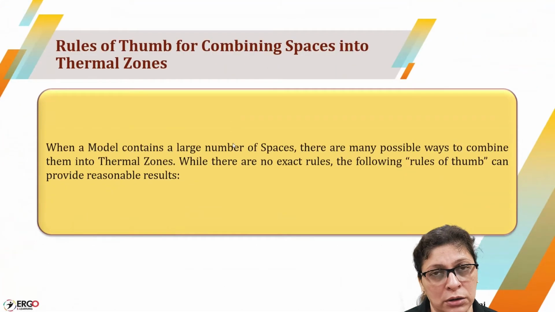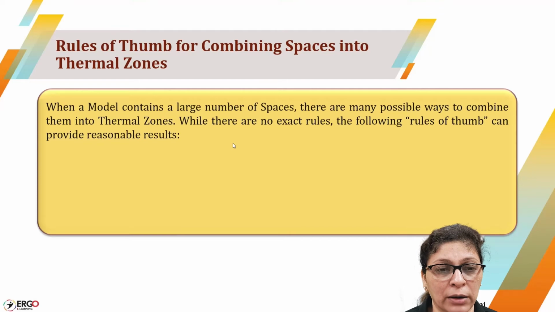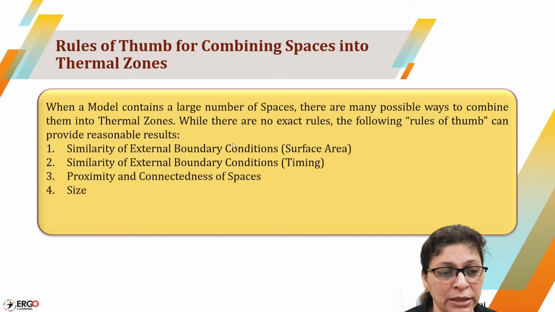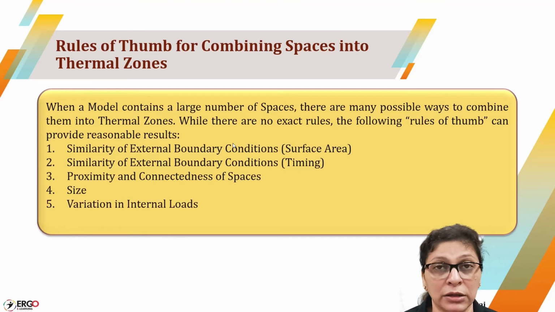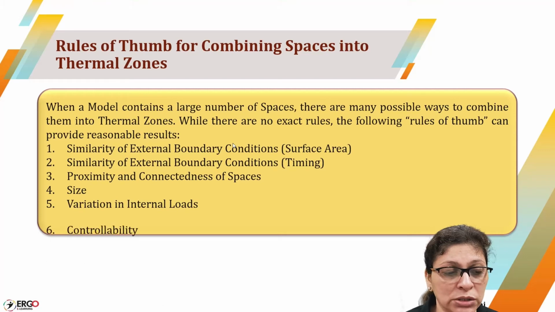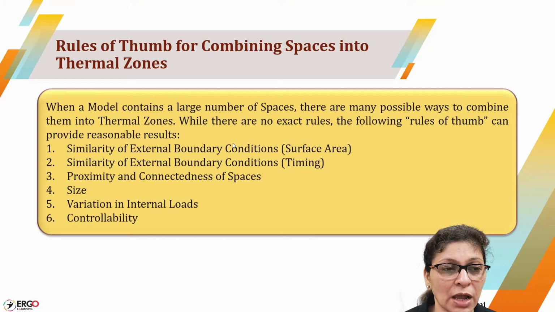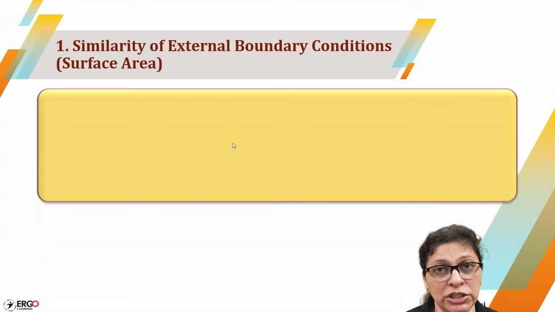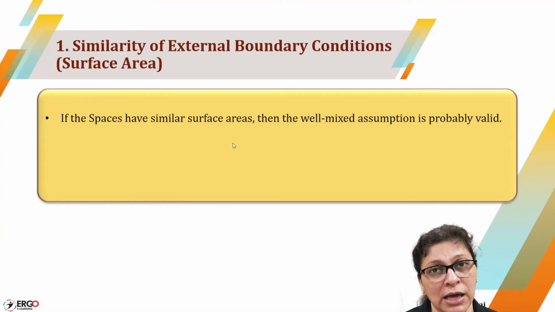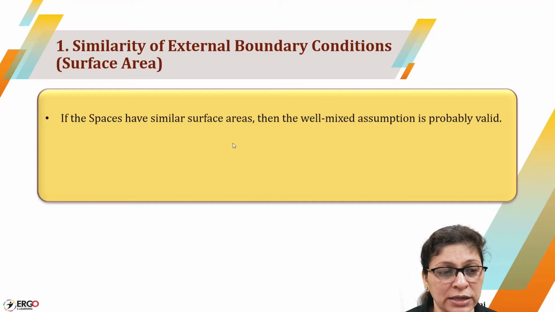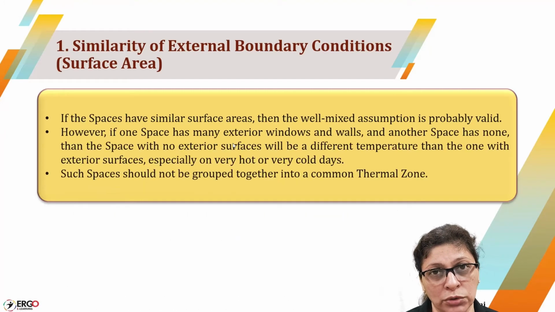Our normal rules which are followed when we are combining spaces are like this. They depend on surface area, operation timings, connectivity, size, the variation in internal loads, and their controllability. What external boundary conditions they are exposed to decides how rooms are zoned. For example, some are exposed to the south direction while others are exposed to the north direction, or some rooms have a large number of windows, open spaces, surfaces, and doors, while others have a plain wall.